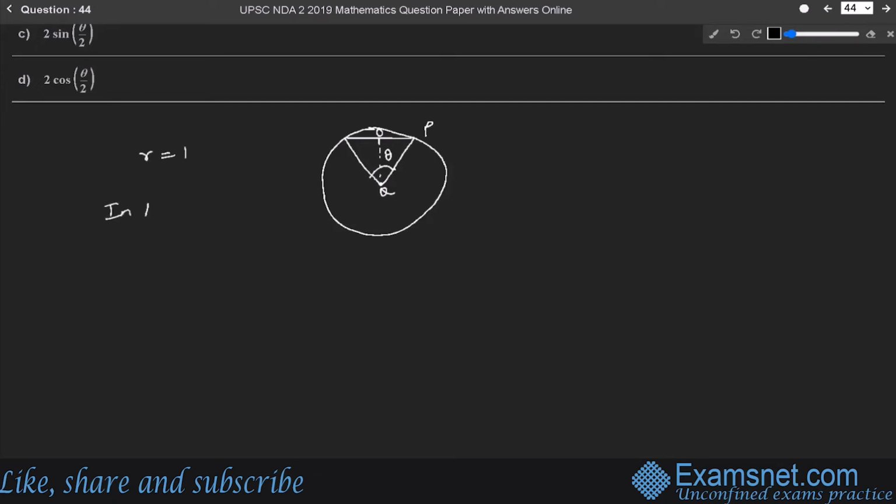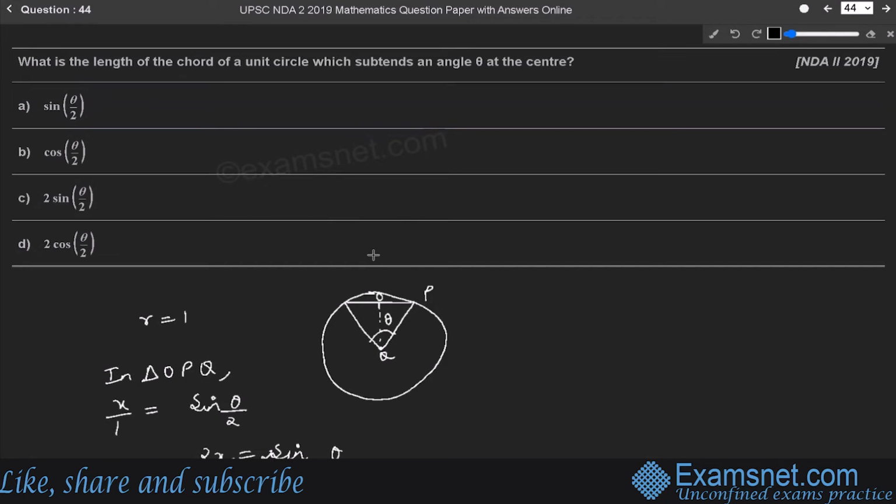Now, in triangle OPQ, x upon 1 is equal to sine theta by 2, which is the half angle. So 2x will be equal to 2 sine theta by 2. Therefore, we can say that the correct answer for this question is option number C here, which is 2 sine theta upon 2.